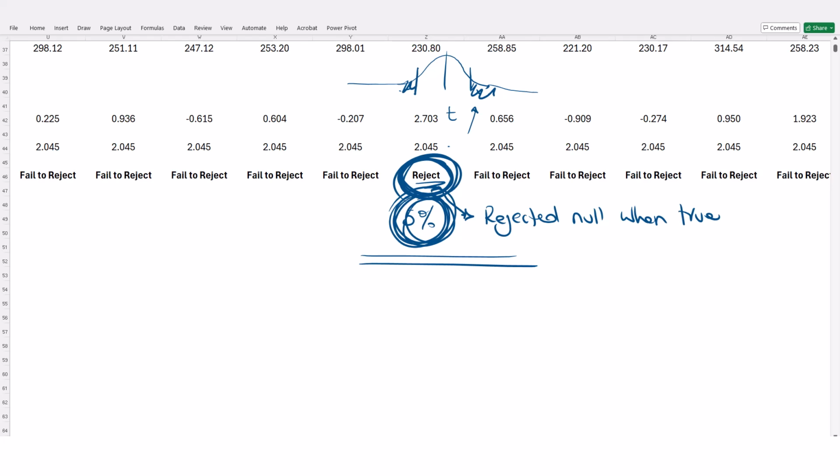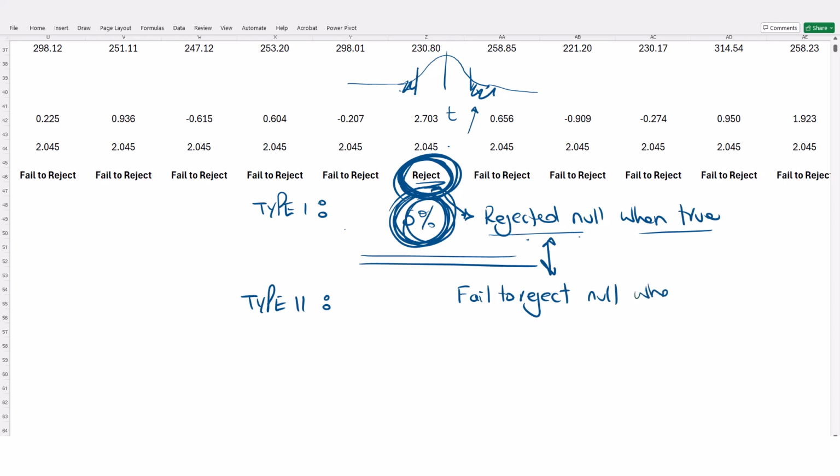Now, if that's a type 1, you might be asking, what is a type 2? Well, a type 2 is opposite in every respect. If a type 1 is to reject, a type 2 has to be failing to reject the null. It's got to be opposite. If it's rejecting the null when true for type 1, type 2 has to be failing to reject the null when false. Now, I'm not going to go through all the calculations again, but you can set yourself up one of these very easily.